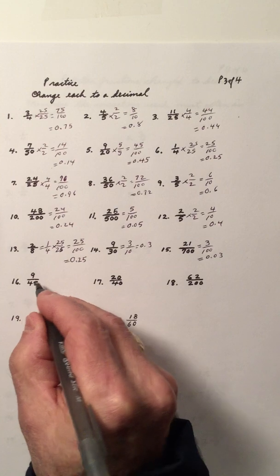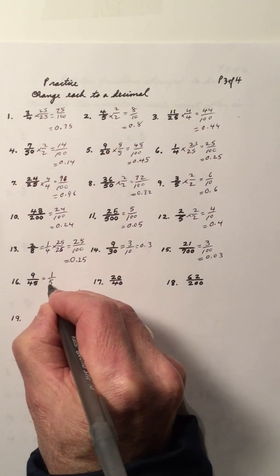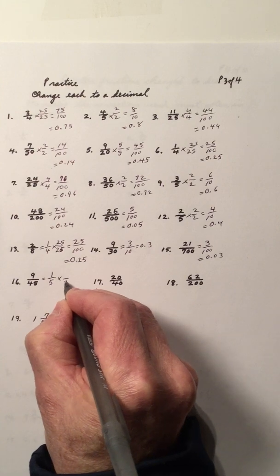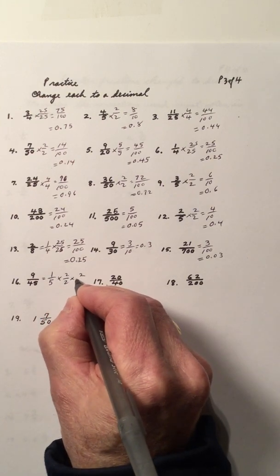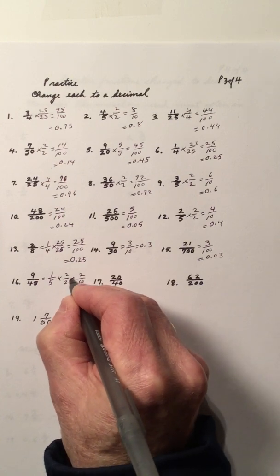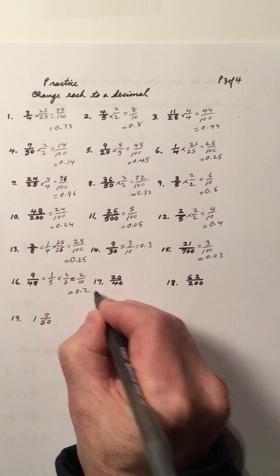9 and 45 reduces down. 9 and 9 goes once. 9 and 45 goes 5. And I multiply top and bottom by 2. That gives me 2 over 10. That's an equal sign there. And 2 over 10 becomes decimal 0.2.